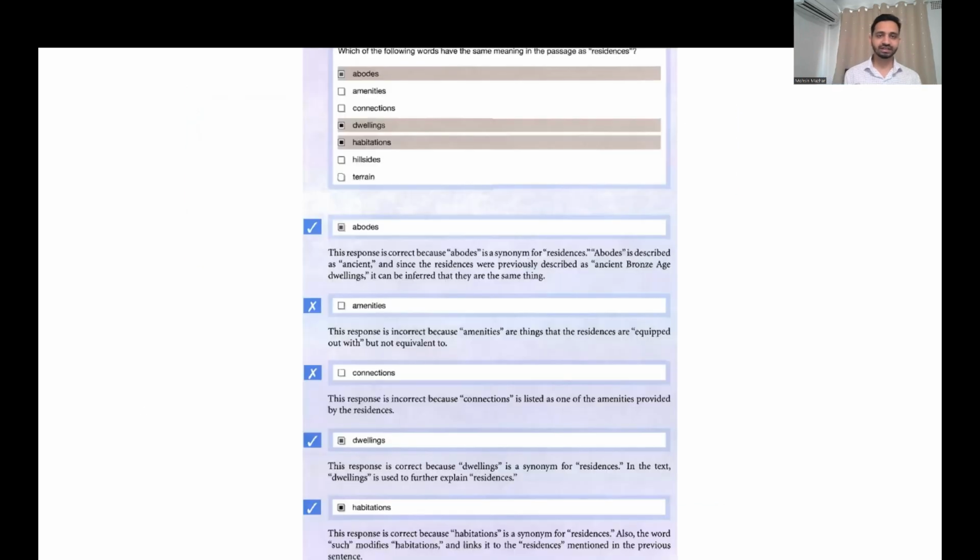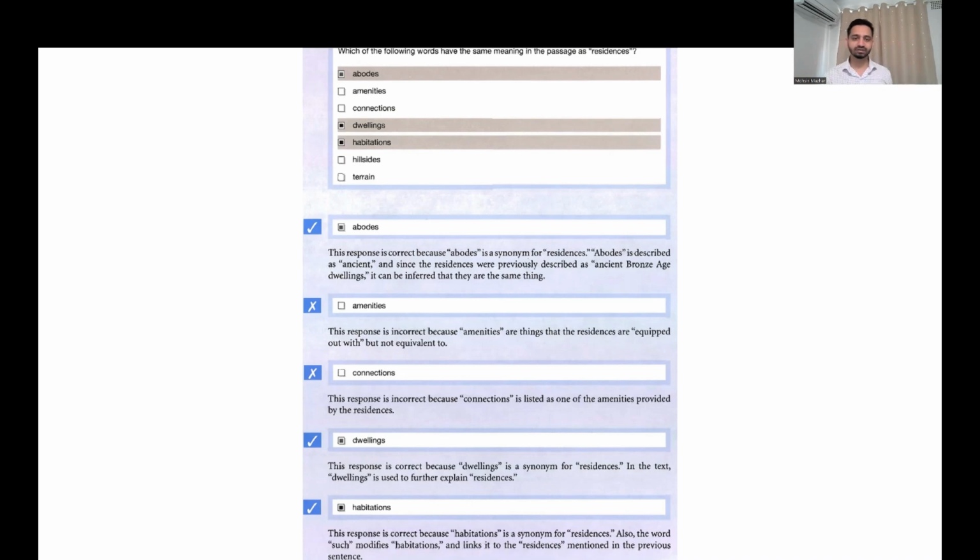So let's look at the explanation here. Number 1 is correct, abodes. This response is correct because abodes is a synonym for residence. Abodes is described as ancient, and since the residences were previously described as ancient Bronze Age dwellings, it can be inferred that they are the same thing. Amenities, this response is incorrect because amenities are things that the residents are equipped out with, but not equivalent to. So you can eliminate that. Connections, this response is incorrect because connections is listed as one of the amenities provided by the residences.